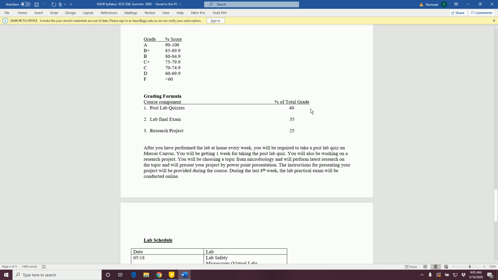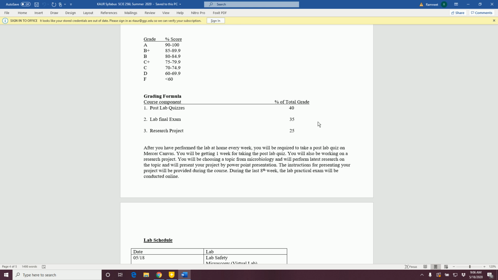Then also in this course you will be required to do a research project. You can select a topic from microbiology, research the latest research on that topic, and make a PowerPoint presentation on it. I will be giving you instructions on how to make your presentation, and you can start around the middle of the course, around the 4th and 5th week, working on your research project. And at the end, in the last week, you will have the lab final exam, and that will be worth 35%. That exam will also be conducted online on Mercer Canvas.